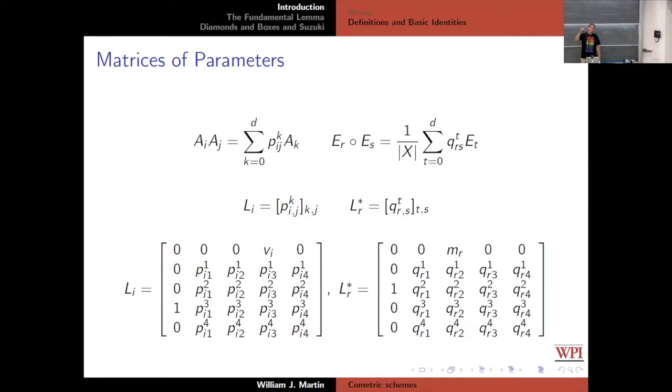In particular, column s of L_r star is the expansion of E_r entry-wise E_s in terms of the basis of primitive idempotents, with a scalar that I'm going to ignore. Column s of L_r star is exactly the same as column r of L_s star. It's duplicated information, so you have to keep track of the fact that whenever you have information about a column of L_r star, that gives you information about some column of L_s star.